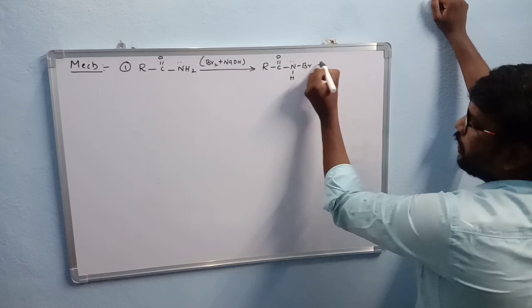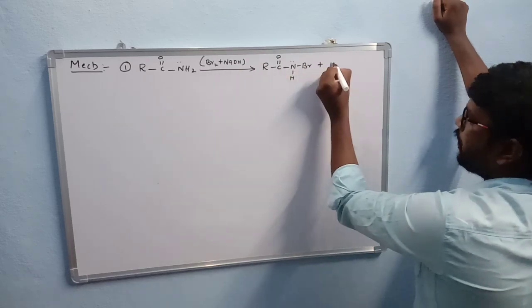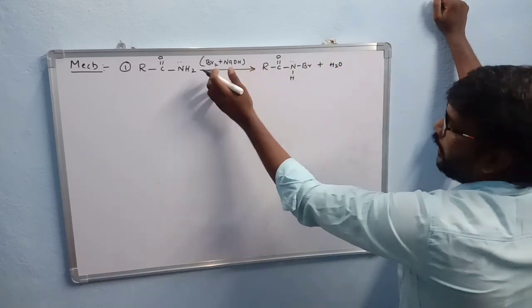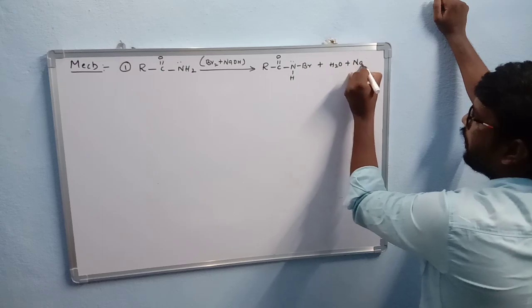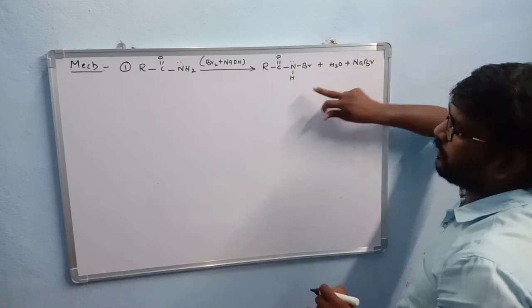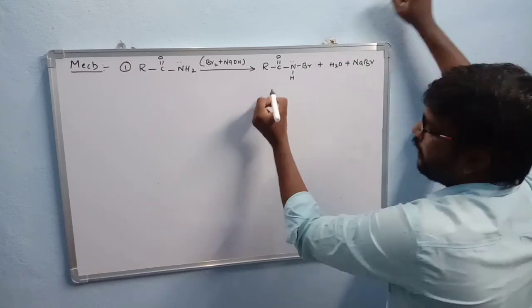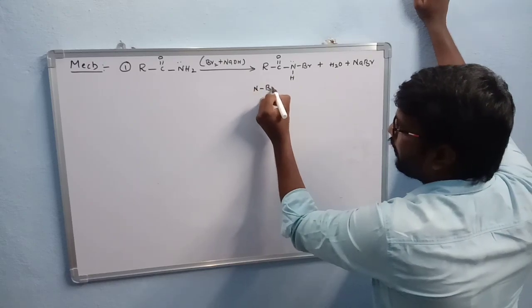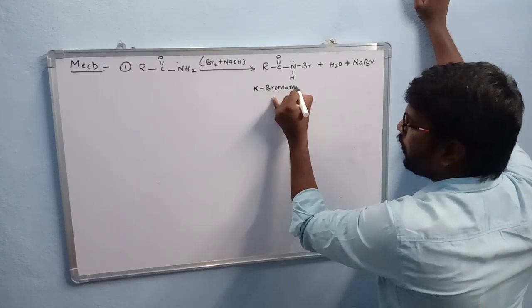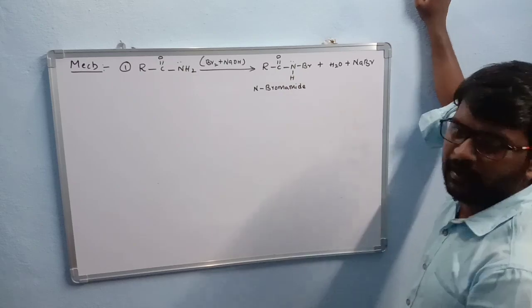So here you see the byproduct H plus OH can be eliminated as H2O, and Na plus Br can be eliminated as NaBr. This is the product formed in this step, and it is called N-bromamide. So here the intermediate formed is N-bromamide.